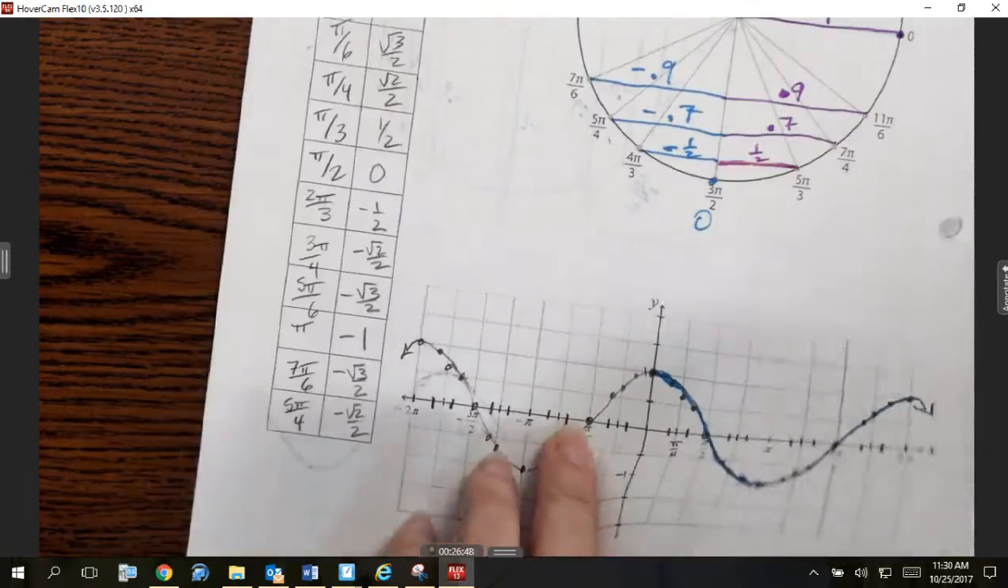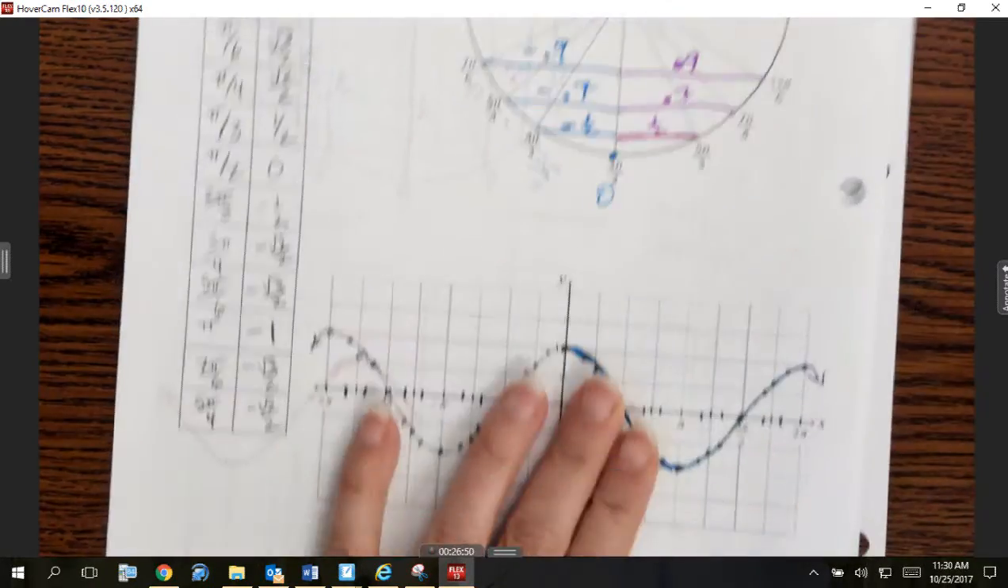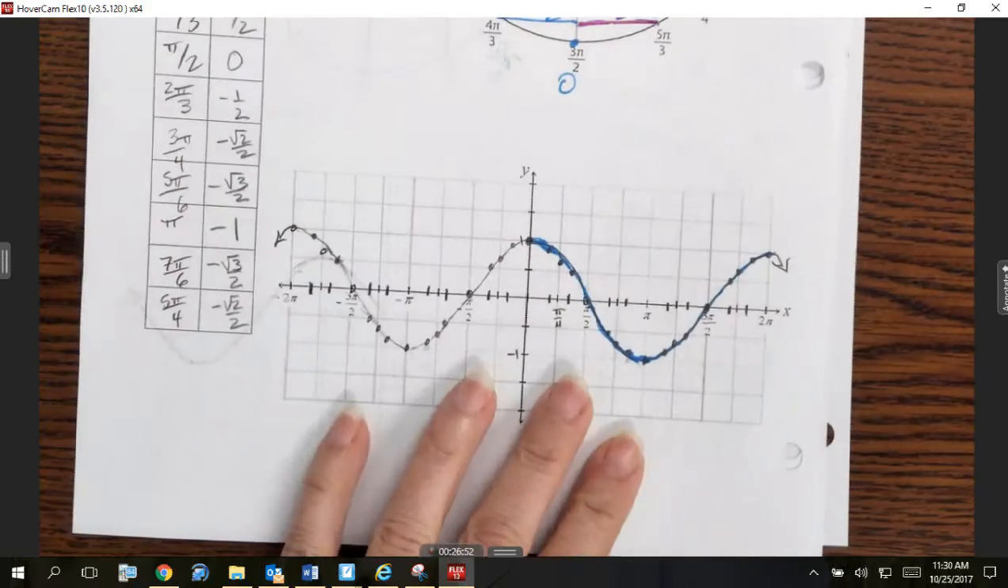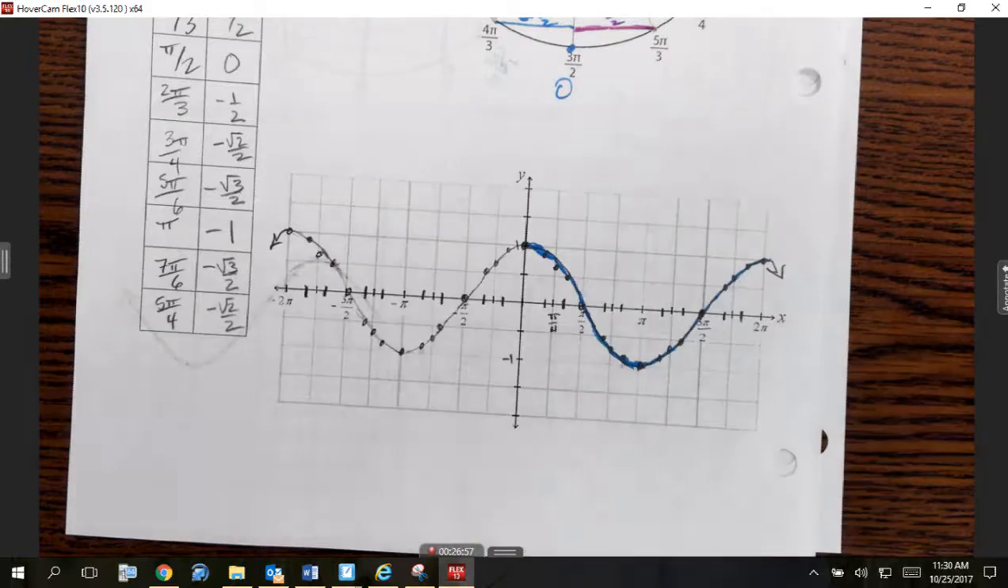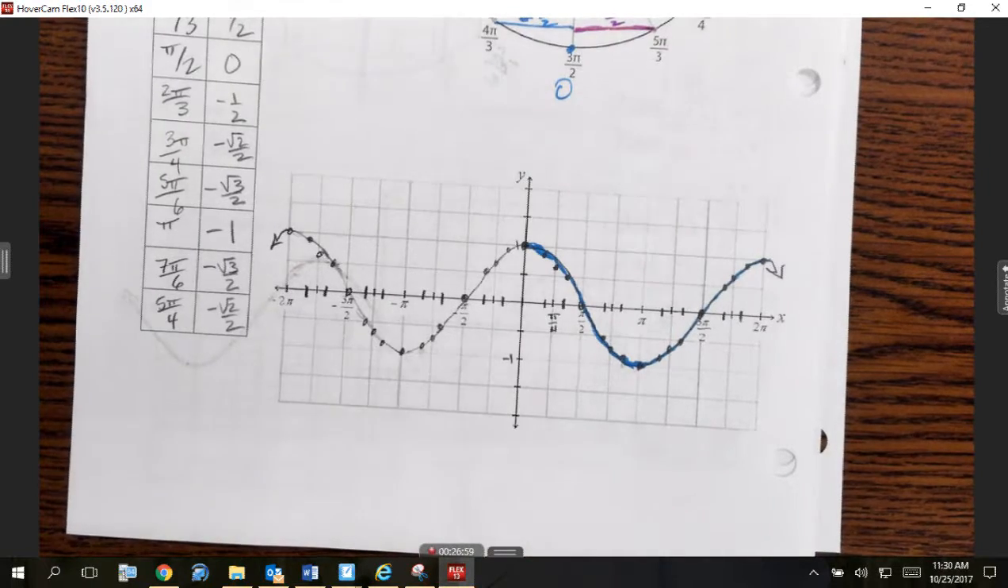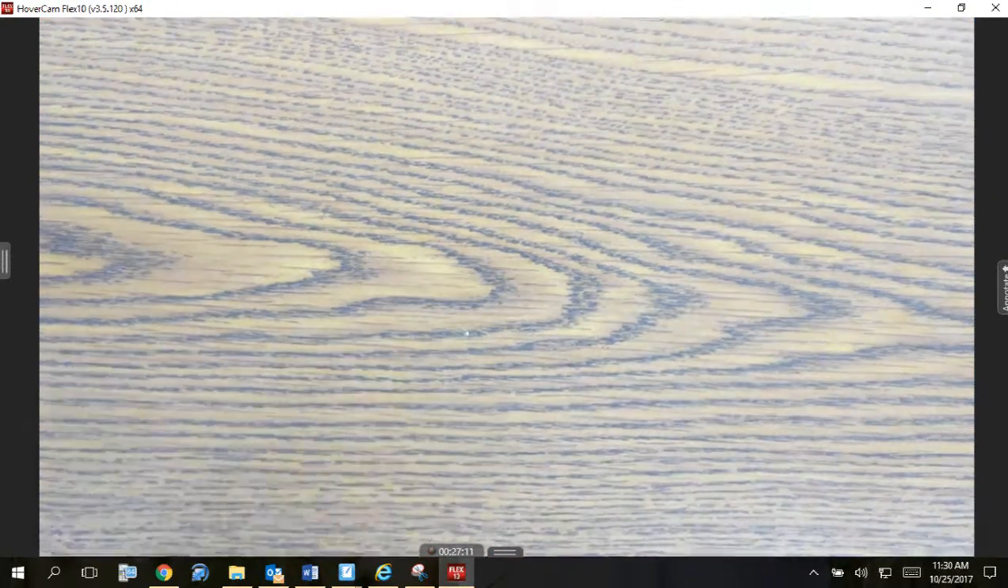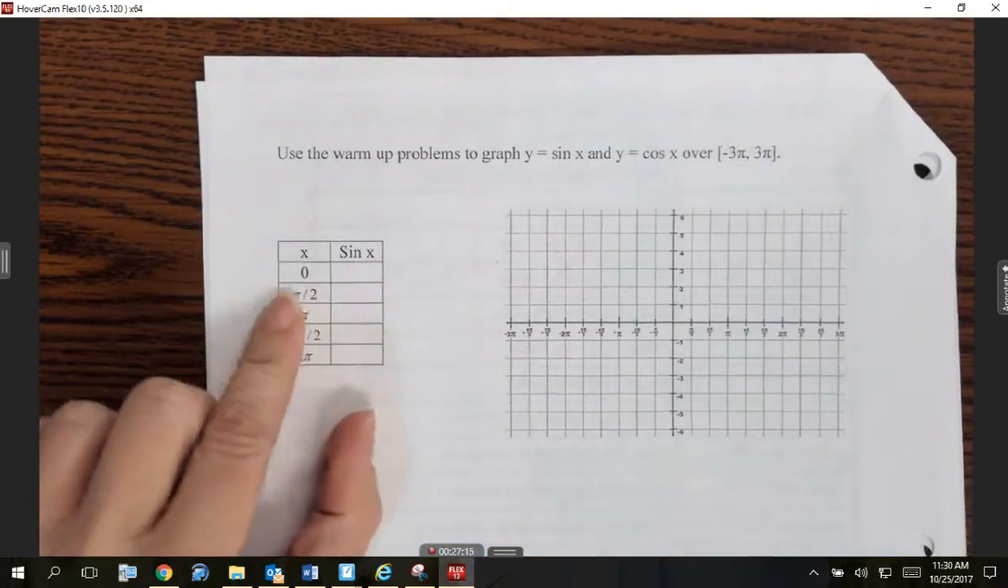Those are the easiest ones to graph, because on this graph, where are the ones and the negative ones? According to this graph, where are the ones and the negative ones? It's the maximum and the minimum point. And then where's the zeros? Right in the middle of the graph. So those are like the most important points. So for cosine, sine, what's the sine at 0 degrees?